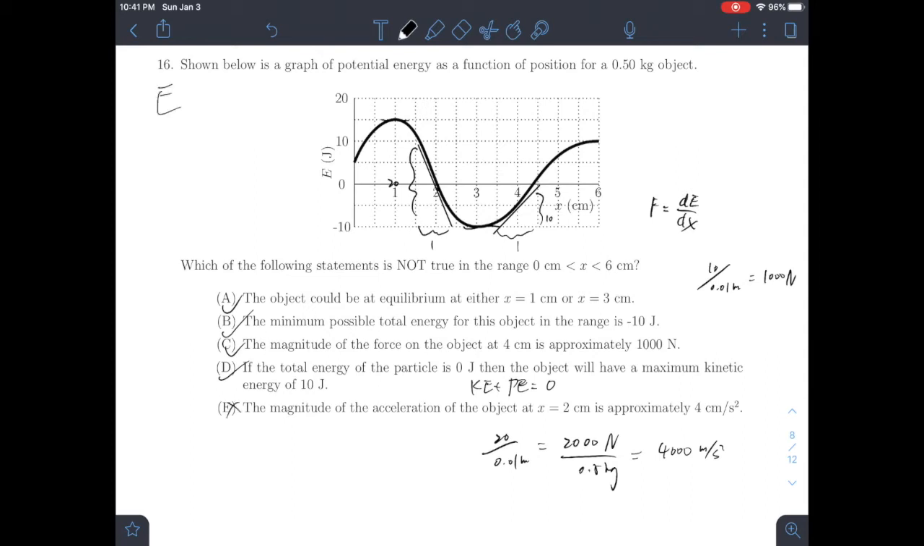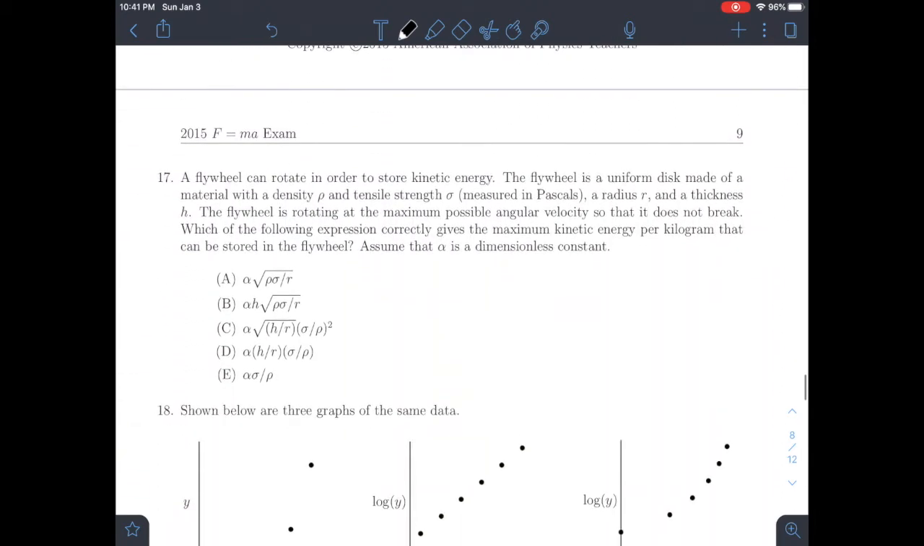Okay, so let's look at the next one. Question number 17. A flywheel can rotate in order to store kinetic energy. The flywheel is a uniform disk made of a material with density rho and tensile strength, this symbol, I forgot what it's called, which is in Pascals, a radius r and a thickness h. The flywheel is rotating at the maximum possible angular velocity before it breaks. Which of the following expressions correctly gives the maximum kinetic energy per kilogram that can be stored in the flywheel, assuming alpha is a dimensionless constant?